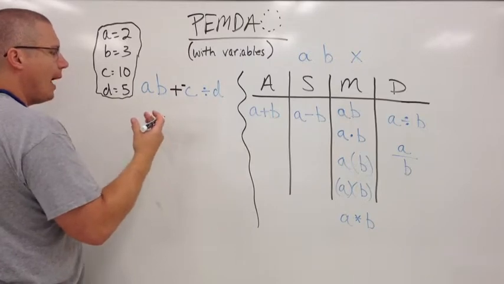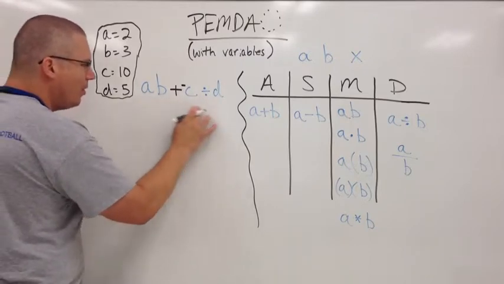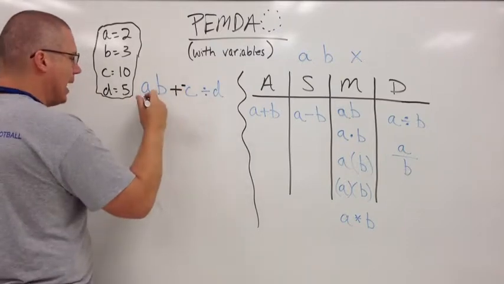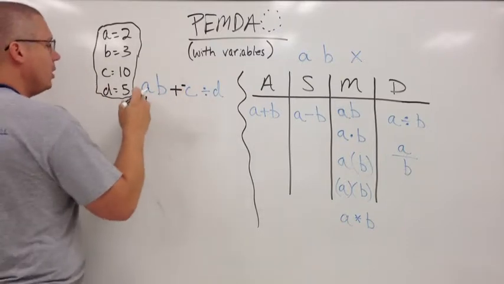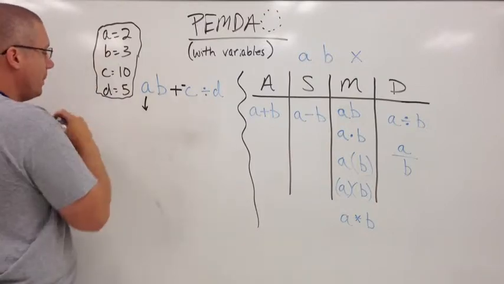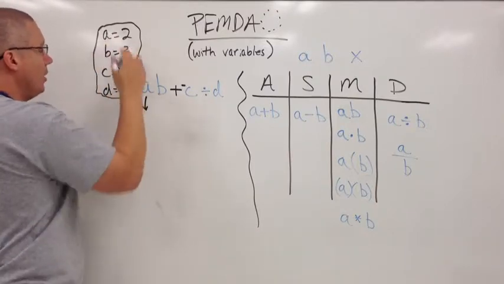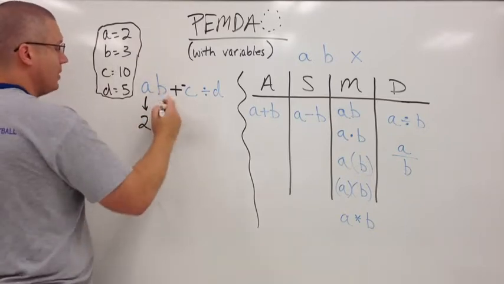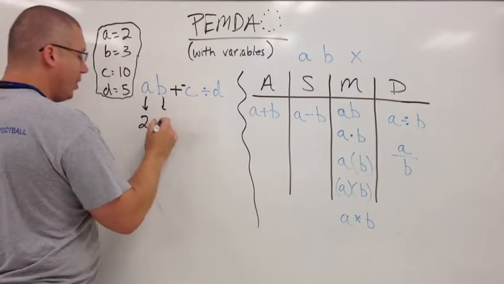Okay, so I want to evaluate this, but I don't know what the numbers are unless somebody tells me. So what I'm going to do is substitute out the variable and put in the value. A is playing a soccer game. Hey, he looks tired. You come out. I'm going to substitute you in. So A comes out. A 2 goes in. B comes out, and a 3 goes in.